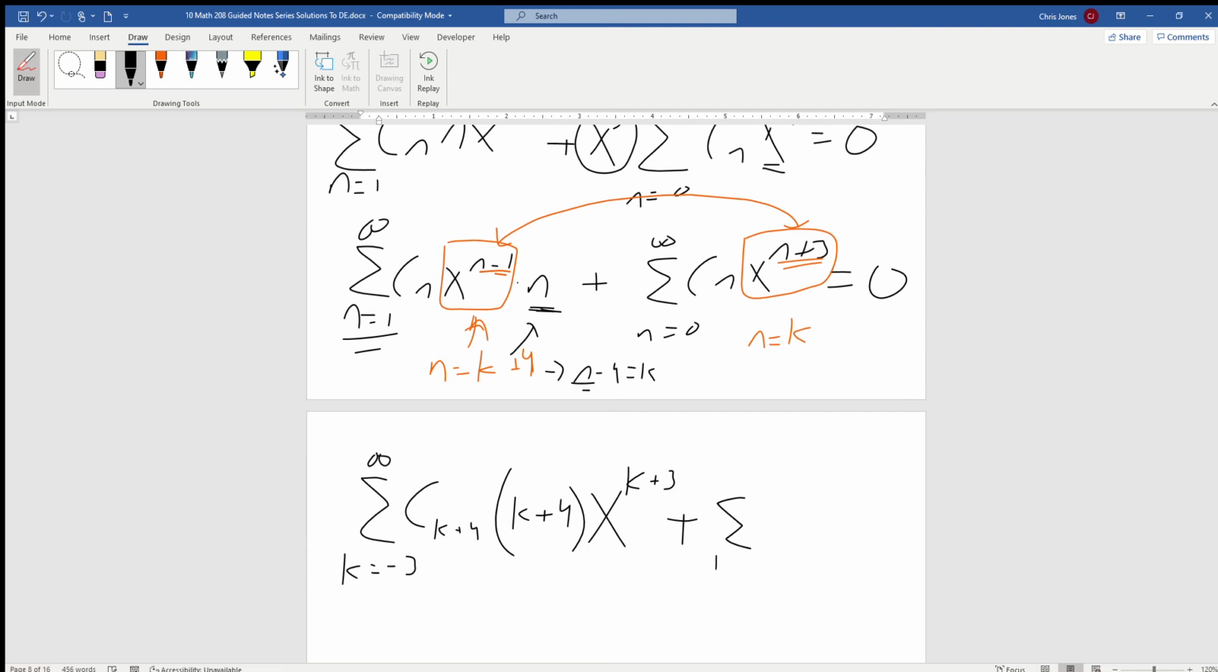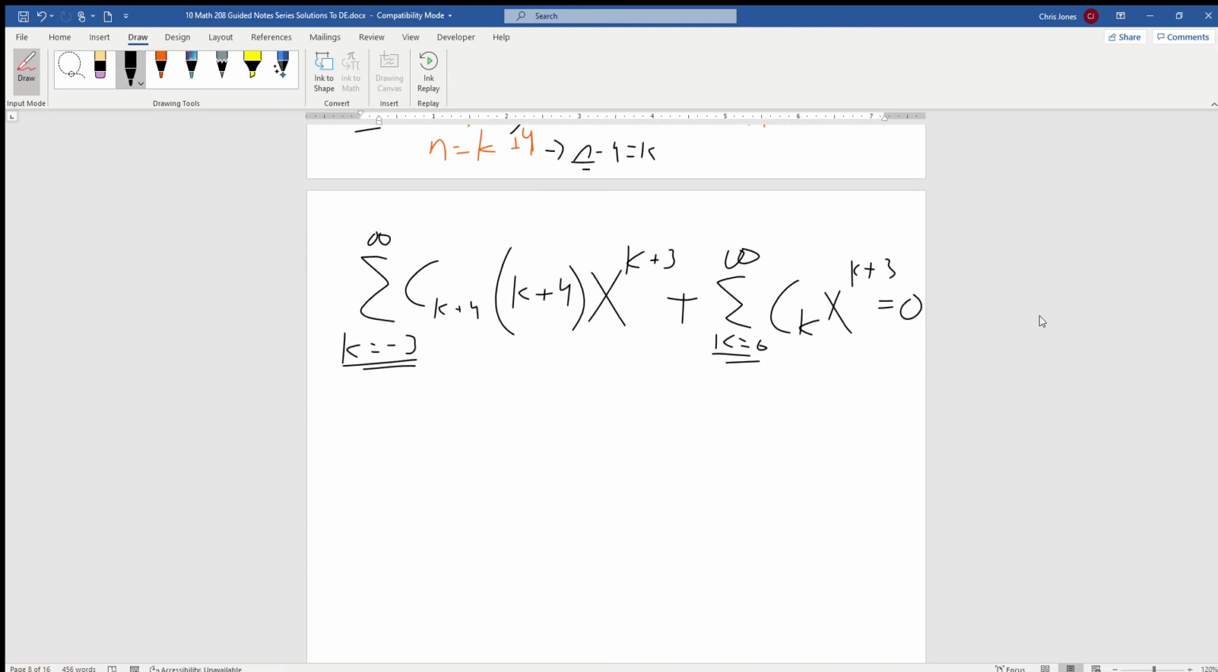Now we have the series k equals 0, so we're just substituting n's for k's, to infinity of c sub k x to the k plus 3 equals 0. All right, now, some good news is that the powers of x are now the same. That's great. Bad news, though, is that the indexes are not the same. And we didn't run into that problem in the previous example. In the previous example, they just took care of themselves.